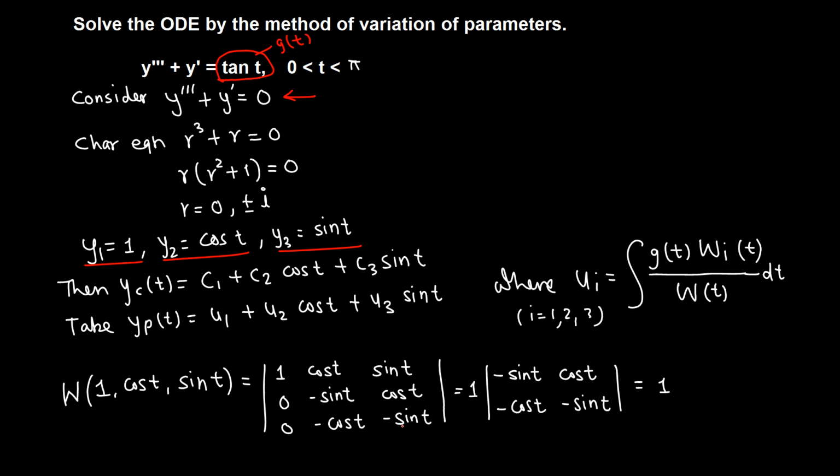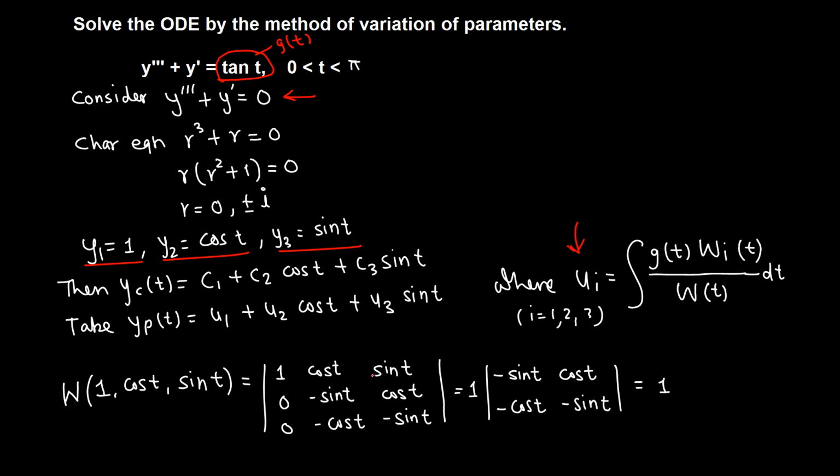We write down the 2 by 2 matrix here, 2 by 2 determinant. So 1 times this 2 by 2, we multiply here sine squared minus negative cosine squared. That means plus cosine squared. Sine squared plus cosine squared is 1. Okay, that's the W. Now look at this formula here. So we have to find u1, u2, u3. So that requires us to calculate W1.